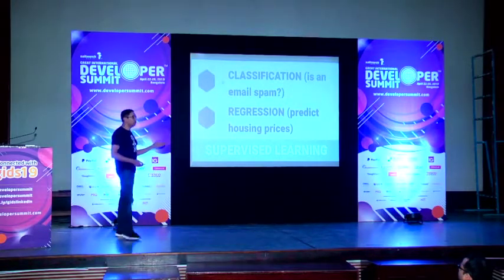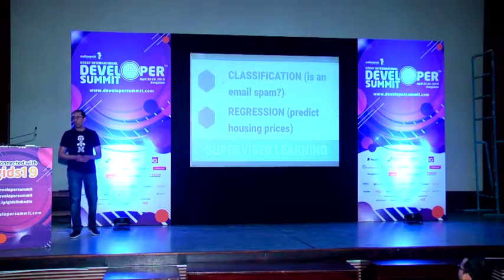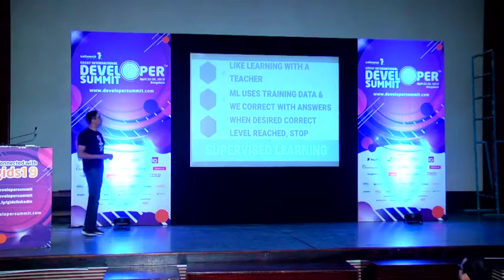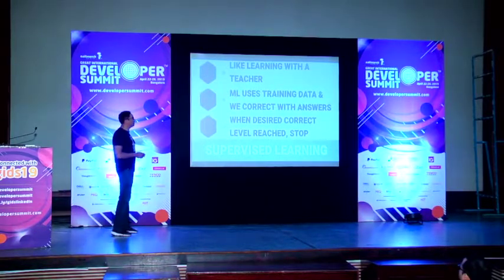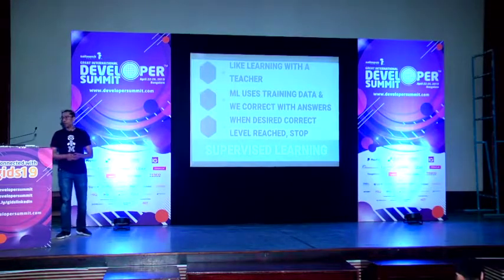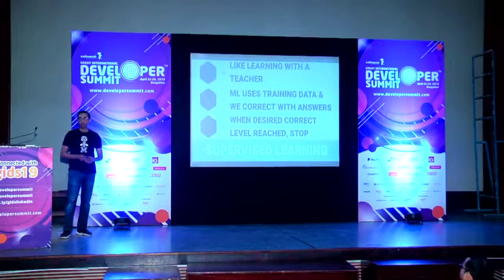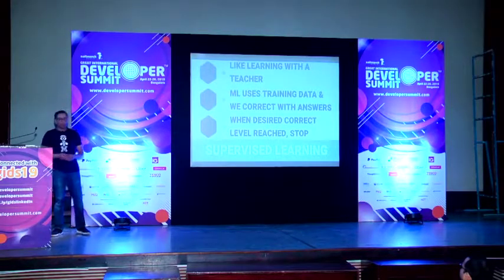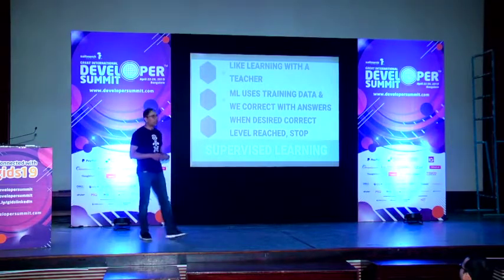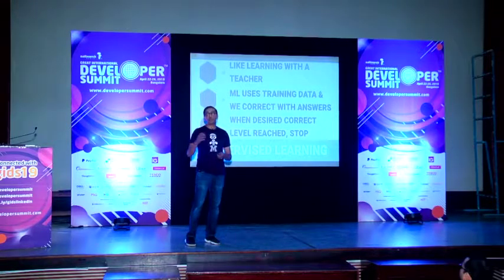Again, this is what we call supervised learning. Classification and regression are two of those broad categories. Supervised learning is learning with a teacher. The machine learning uses training data, and we correct it with the answers because we know what the answers should be. One of the interesting things about supervised learning is that at some point you, the developer, say, okay, the model is good enough now.